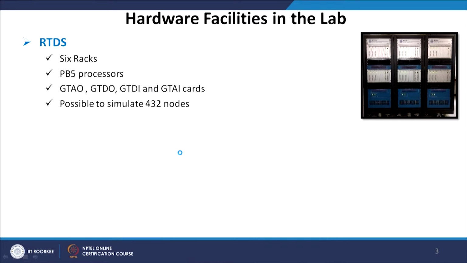Now, let us understand what devices are currently available in the smart grid laboratory. The hardware facilities available in our smart grid lab: we have an RTDS of 6 rack, PB5 processor, GTAO, GTDO, GTDI and GTAI card based. And the very important part, the RTDS can simulate a system with a maximum of 432 nodes.